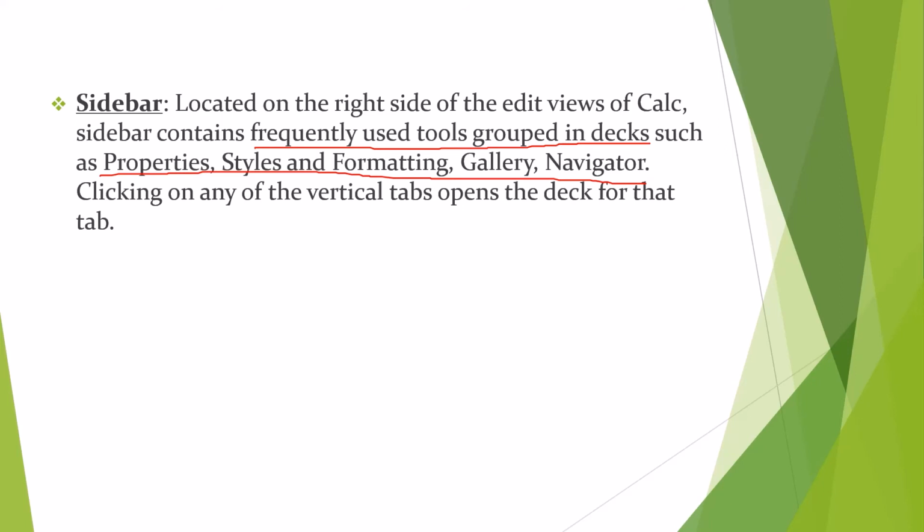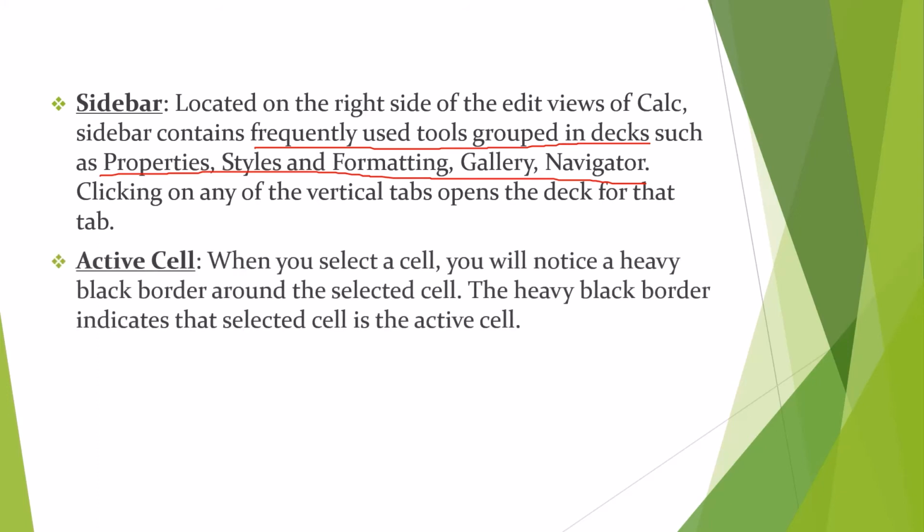Next is the active cell. You know what the active cell is: whichever cell we are working in, in which we are typing the content, that is called the active cell. How is it identified? It will have a heavy black border around it. The heavy black border indicates that it is the active cell.